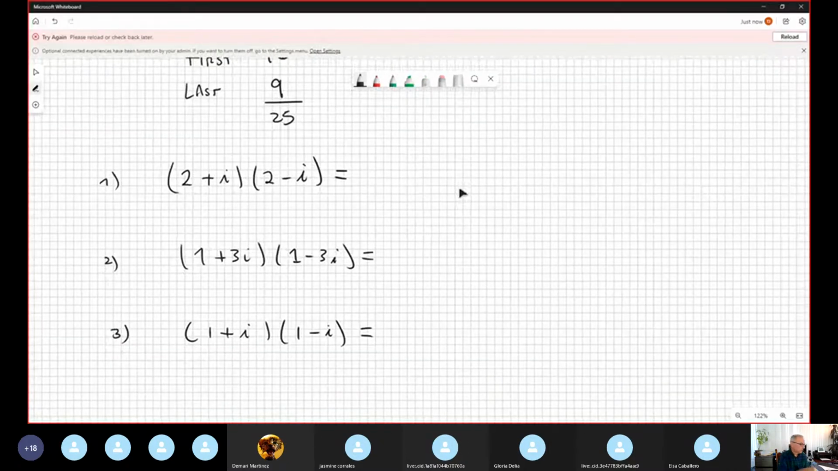Who helped me with number one? What's the answer to number one? Come on, participation. 5? Elsa says 5. Where does this 5 come from, Elsa? Come on, explain to us. Because you multiply 2 by 2 is 4, and i by i is i squared, and that's minus 1.